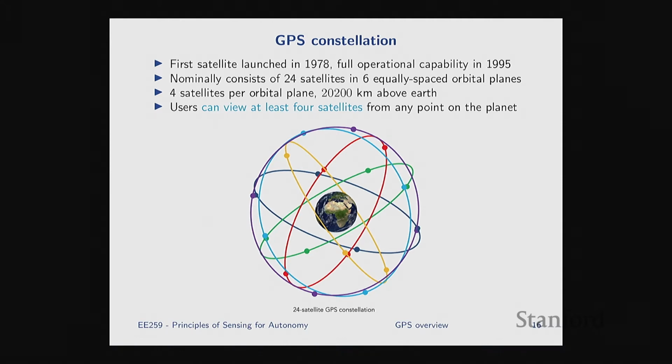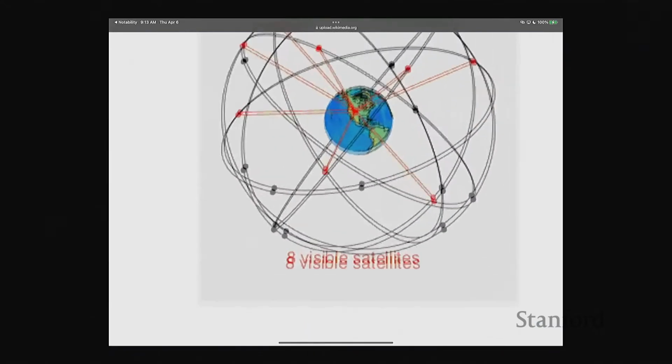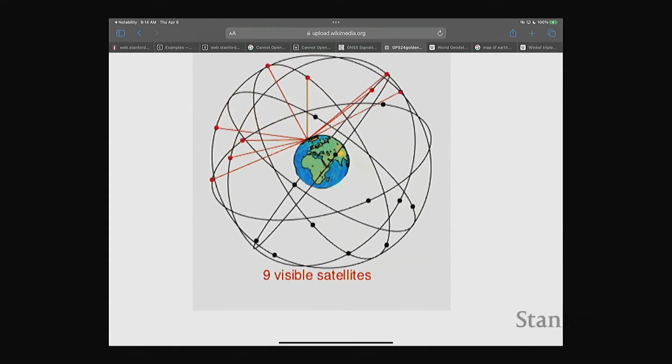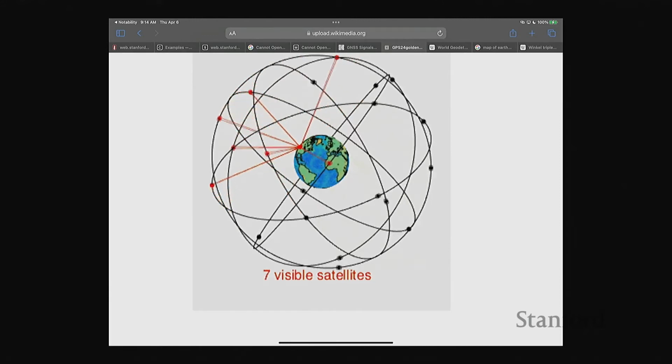Here's a cool visualization, if I can open it. So this little red dot on the surface of the Earth is, say, your receiver. And it sees over time, as the Earth rotates and the satellites orbit the Earth, those lines are the lines of sight to the satellites. So it shows you that you're alternating between 6, 7, 8, 9, 10 visible satellites. But the point is, at every given time, that number is always above 4. And that was an important design principle of the GPS system.